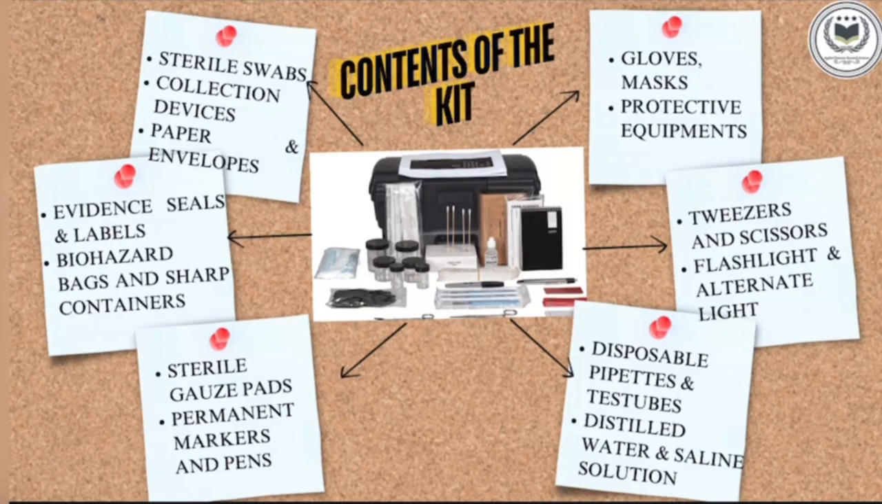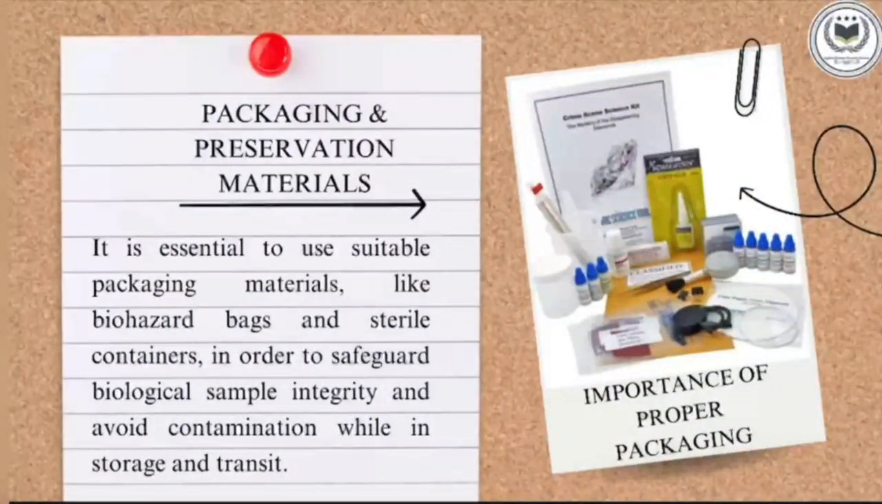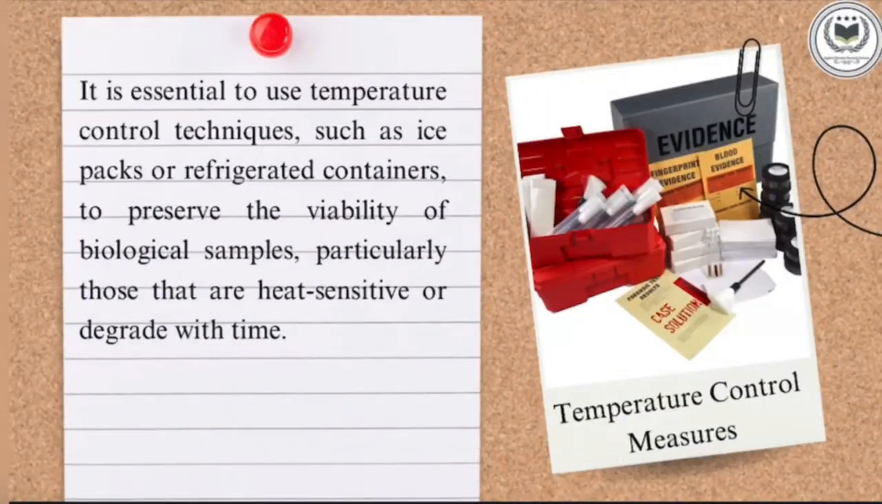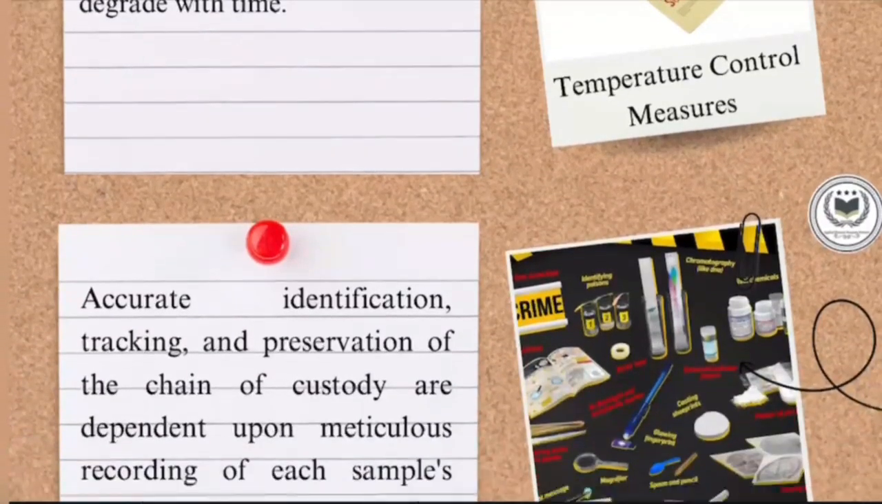Presumptive testing kits, kits for preliminary testing of biological fluids, for example blood test kits, confirm the presence of specific substances. Packaging and preservation materials: tamper evidence seals to secure the evidence containers and maintain the chain of custody. Biohazard labels to clearly mark containers holding biological materials to ensure proper handling. Packaging materials, paper bags, plastic bags, and cardboard boxes in various sizes are used to accommodate different types of samples.